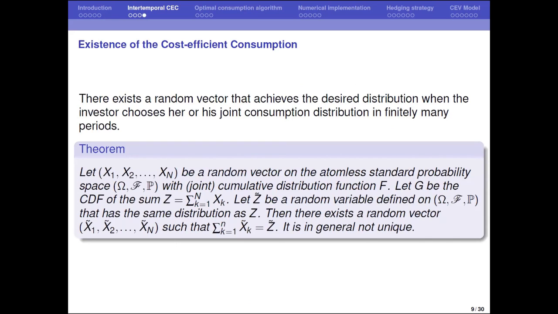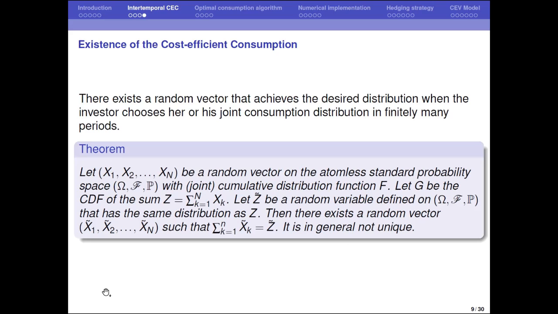Well, before I continue, we demonstrate that what we've done already exists. It means that there exists a random variable that achieves a desired distribution when the investor chooses her or his joint consumption distribution for infinitely many periods. So that makes sense, to do this problem with infinitely many periods.